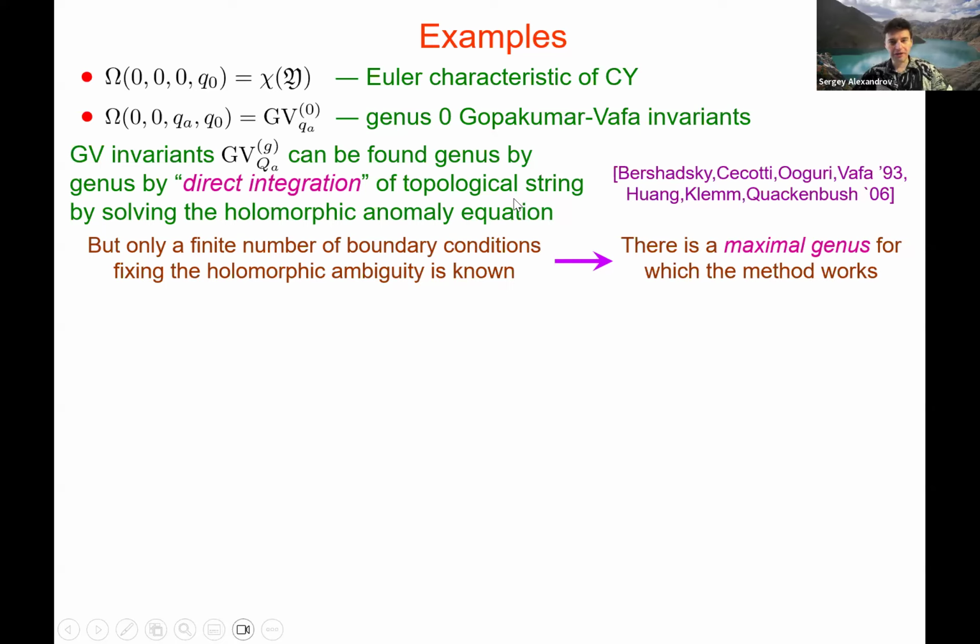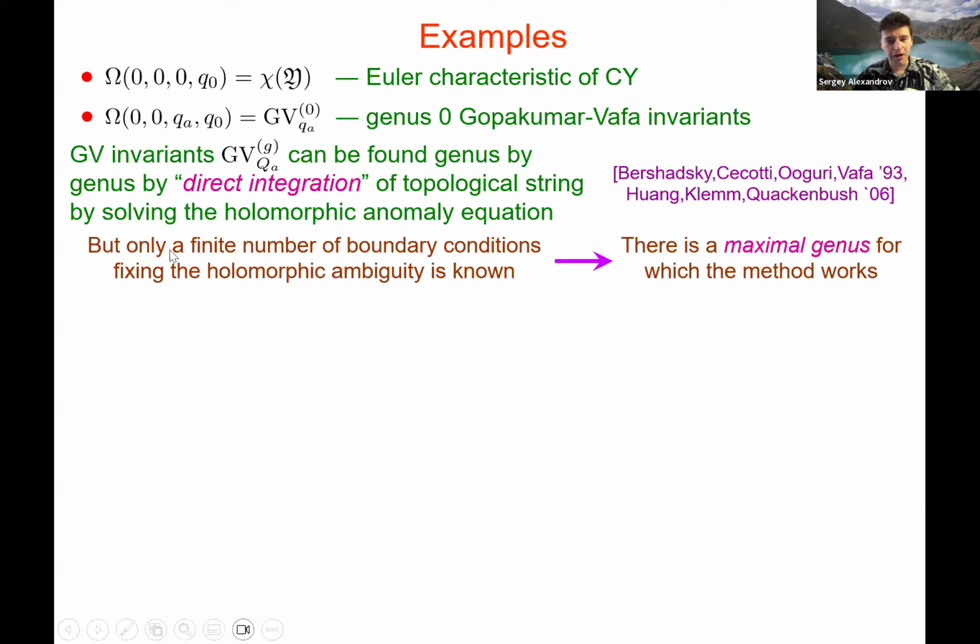This is a general method which works for generic Calabi-Yau, but there is a problem: when you solve this holomorphic anomaly equation, as usual for this type of equation, the solution contains a holomorphic ambiguity, because you can add any holomorphic function to the solution and it still will be a solution. So you need somehow to fix this holomorphic ambiguity, and fortunately it is parameterized by just a finite number of parameters at each genus. So you do the solution genus by genus.